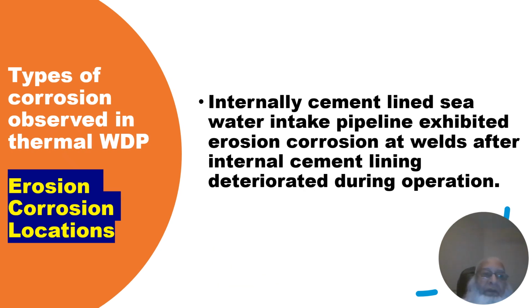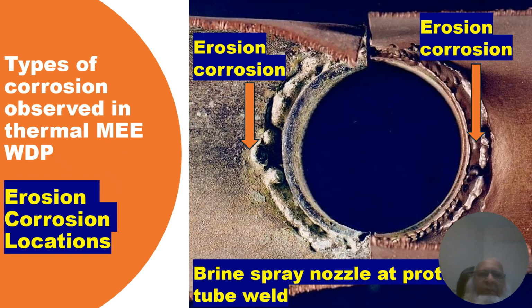This slide shows the location of erosion corrosion as observed in water desalination plants. The internally cement-lined seawater intake pipeline exhibited erosion corrosion at welds after the internal cement lining deteriorated during operation.